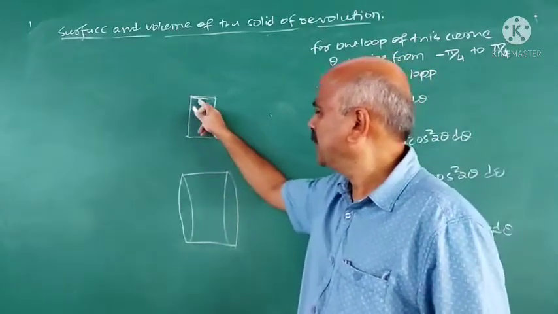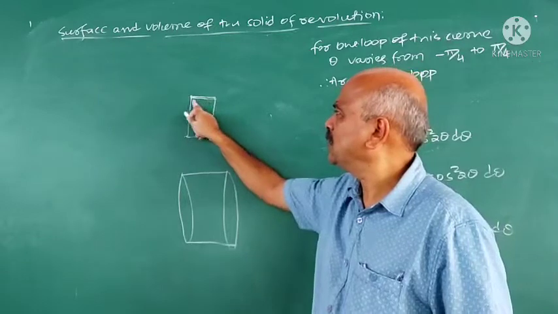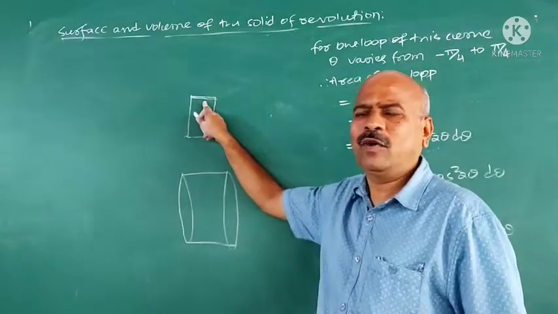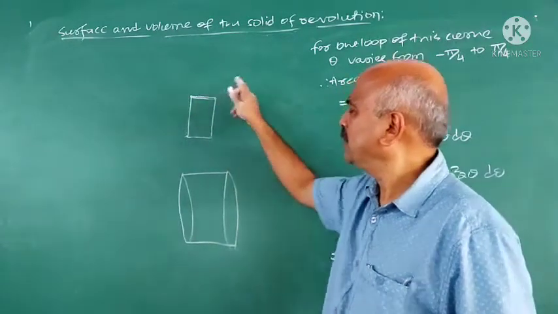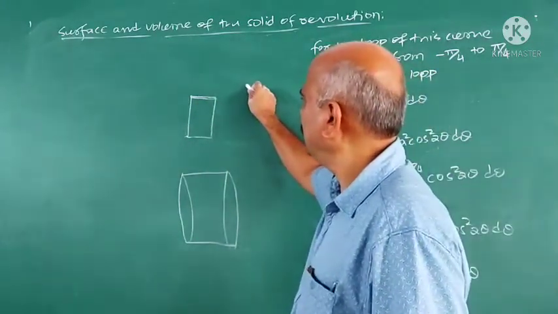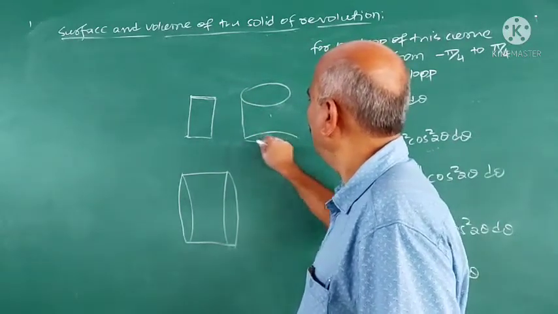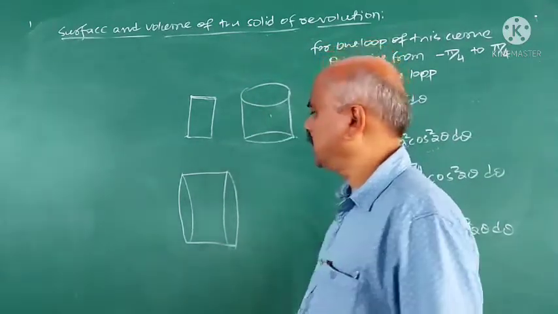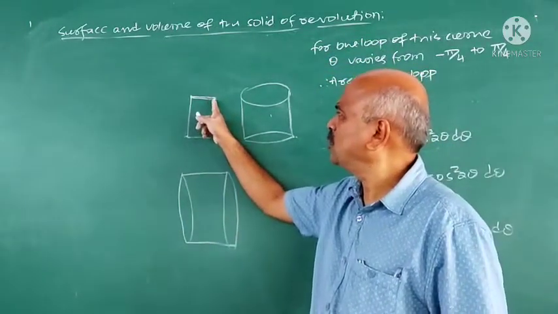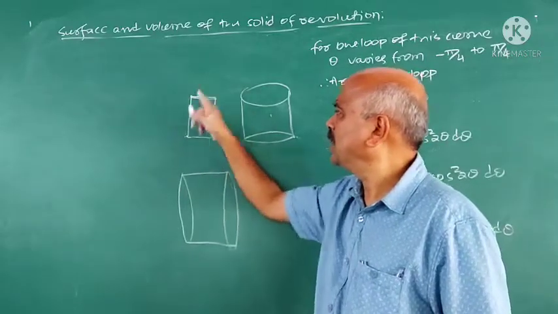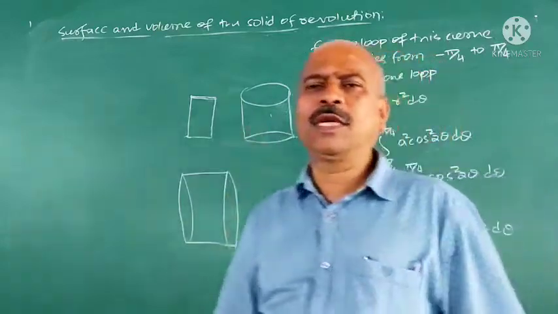Suppose it is revolved about this line. Suppose it is revolved about this smaller side. Then what type of cylinder will you get? You will get this type of cylinder. Correct? Because this line gives a curved surface now. This line gives a curved surface. And you will get this type of cylinder.